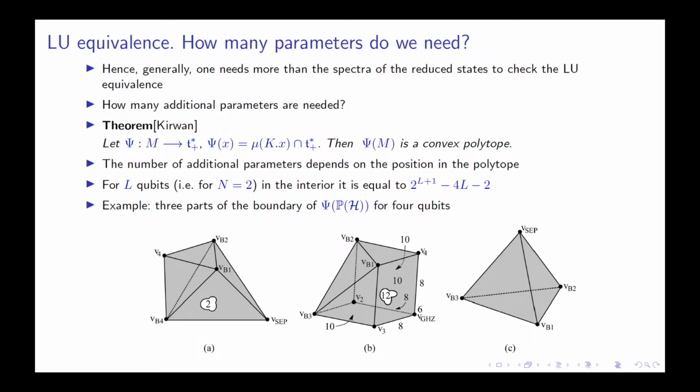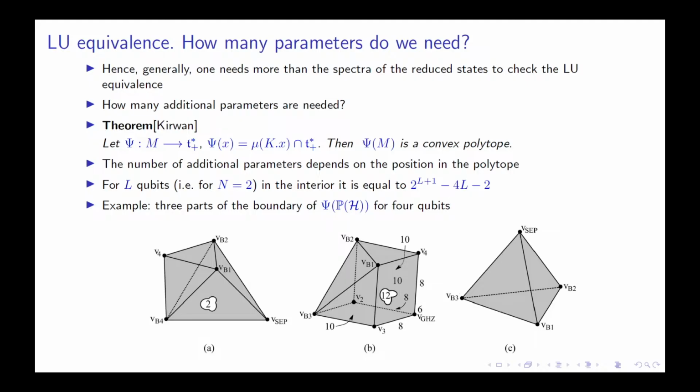This is true for the interior, and here is an example of a situation for 4 qubits. So for 4 qubits this polytope is in 4 dimensions. These are 3-dimensional faces of this polytope. They are characterized by some extremal points or vertices of this polytope, which obviously correspond to some particular spectra of reduced density matrices. I didn't put it here explicitly because that's not so interesting.